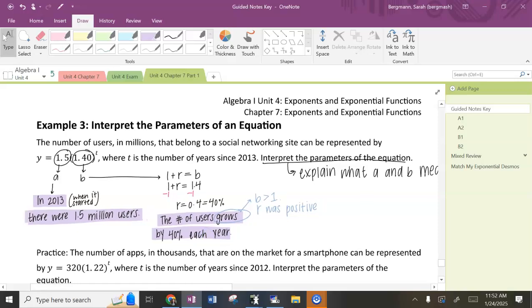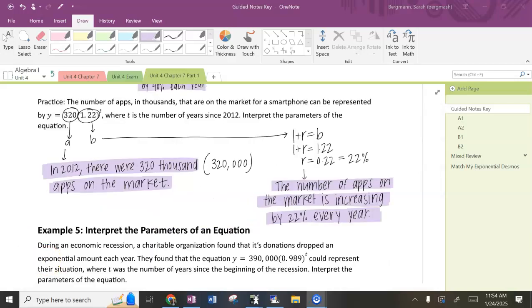Now you can go ahead and try the practice problem on your own. See if you can interpret the parameters of the next equation. All right, when you're finished, you can go ahead and check your answer here. And then we'll move on to example 5.